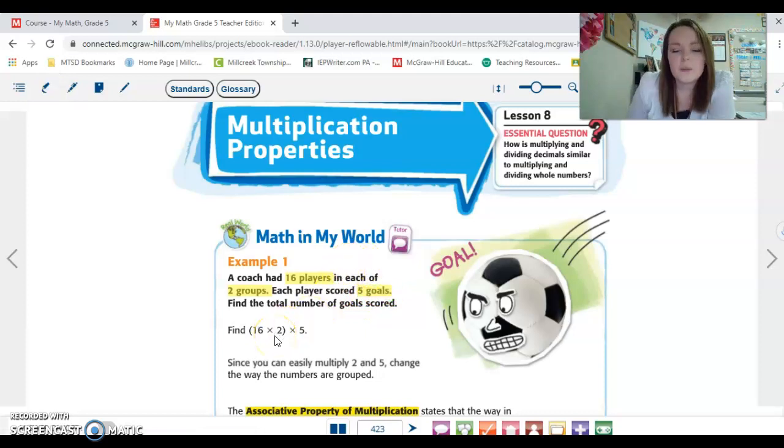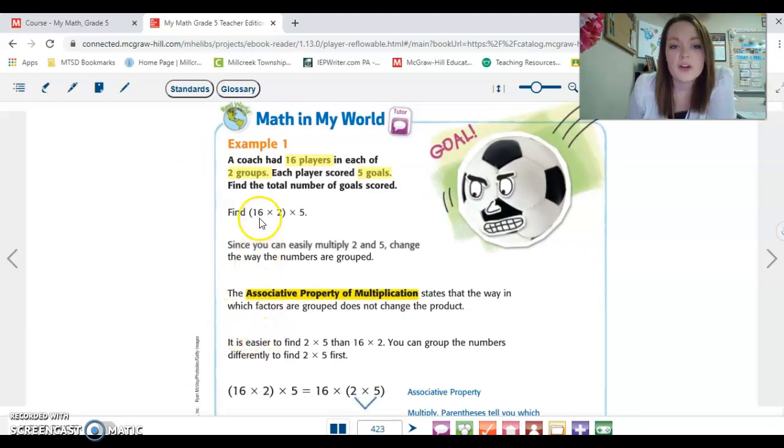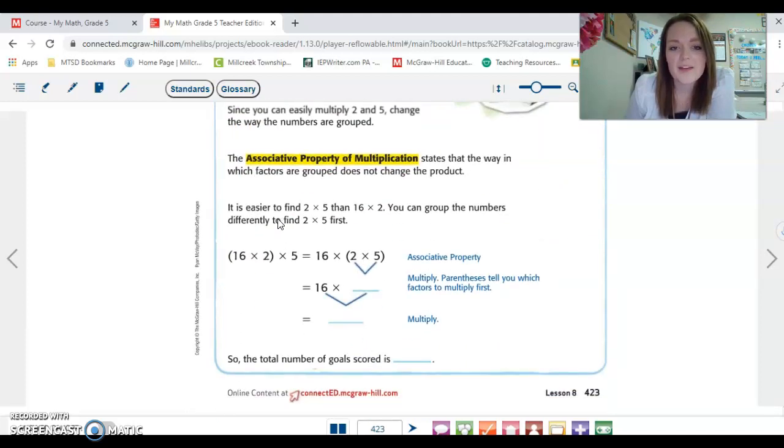So it says find, we have parentheses 16 times 2, end parentheses times 5. Remember, in our order of operations, or please excuse my dear Aunt Sally, the acronym that we use, we always do parentheses first. So we are going to multiply 16 times 2 first, and then we are going to multiply 5 together. So we're going to bring down our 16.